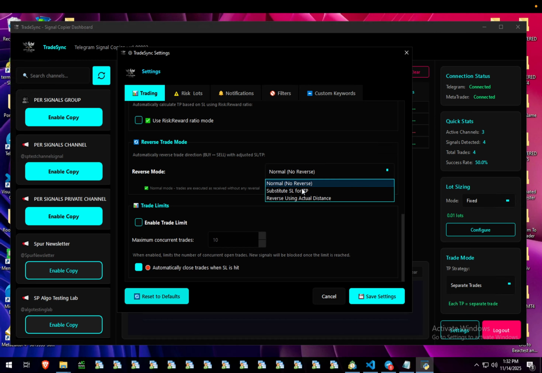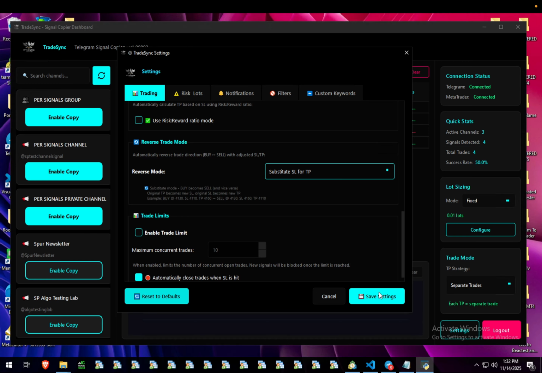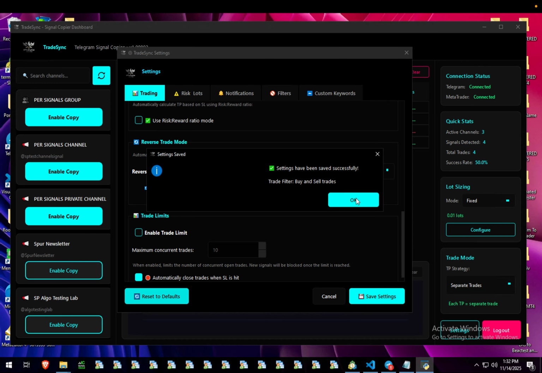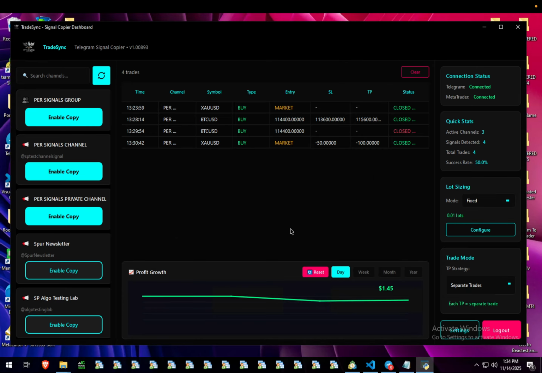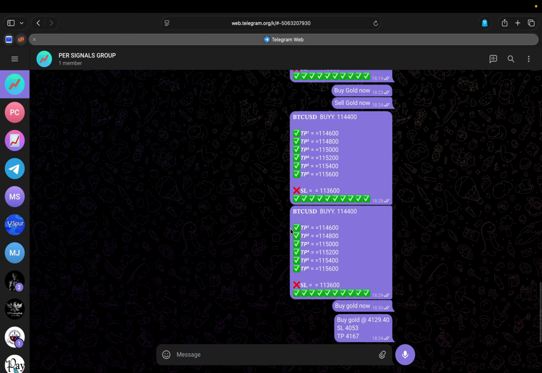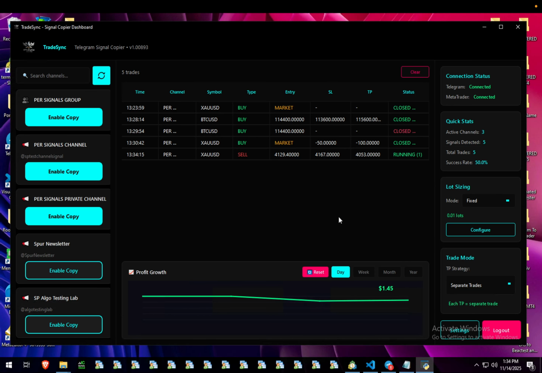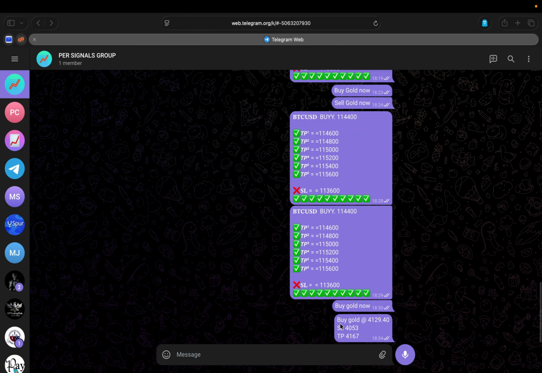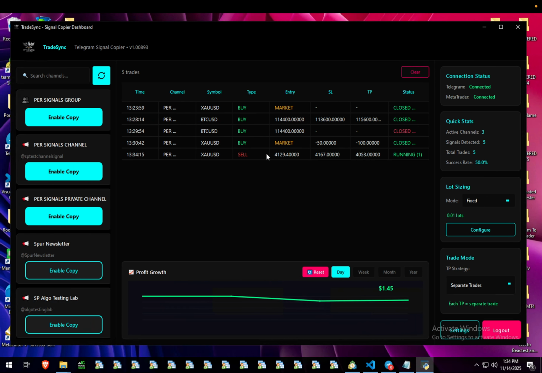There are 2 main reverse trade modes. The first one is substitute SL for TP mode. In this mode, if an admin sends a buy signal, the system will execute a sell instead. It then swaps the TP and SL values, meaning the original take profit becomes the stop loss, and the original stop loss becomes the take profit, exactly as shown in the video.